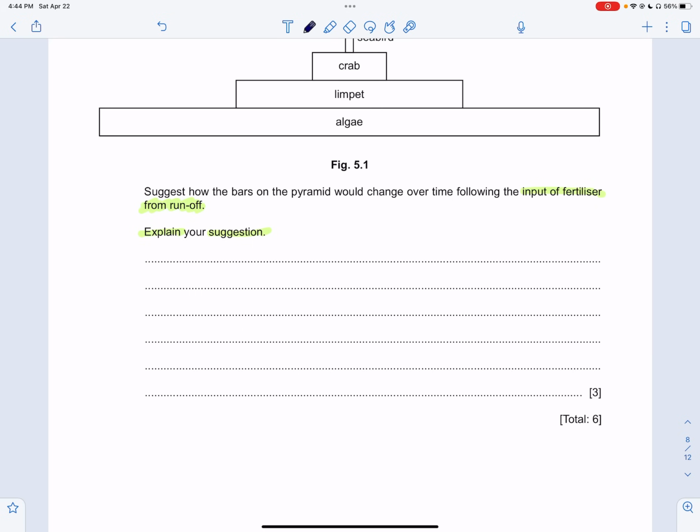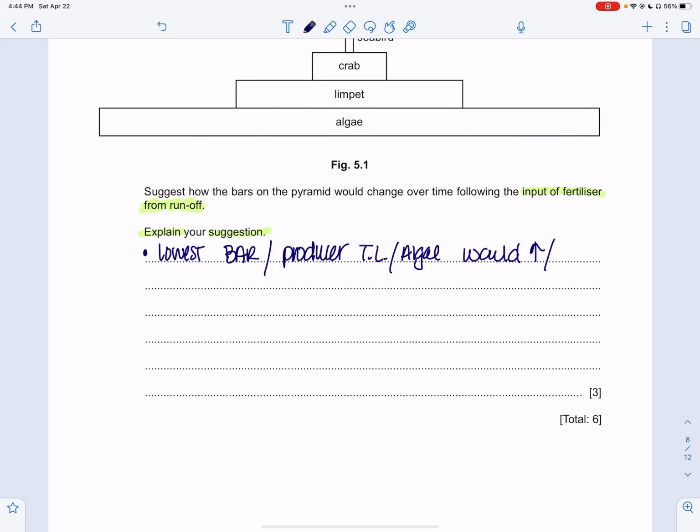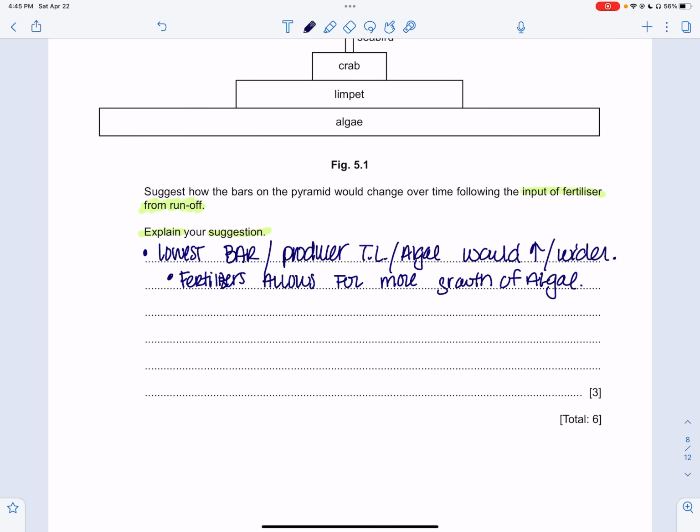So the lowest bar, or the producer trophic level, or algae, would increase or get wider, longer. And then your explanation: fertilizers allow for more growth of algae or of producers.